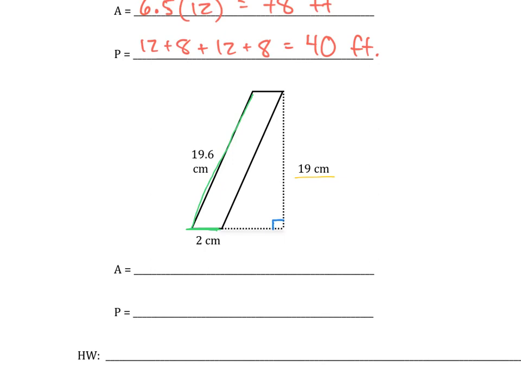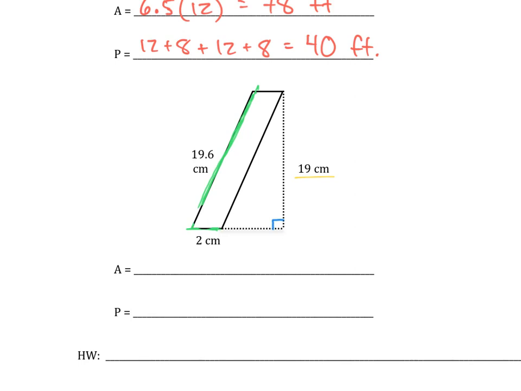Okay, now that is the temptation, to multiply 19.6 times 2. But is the side that's 19.6, this guy right here, is it perpendicular to this guy right here? Is that perpendicular? Are those a right angle? No. So we cannot use those two numbers as area.